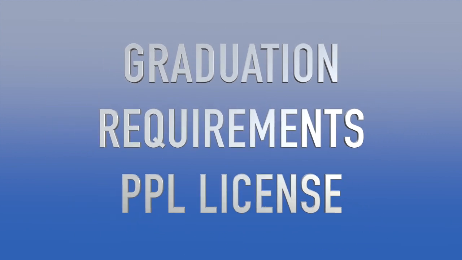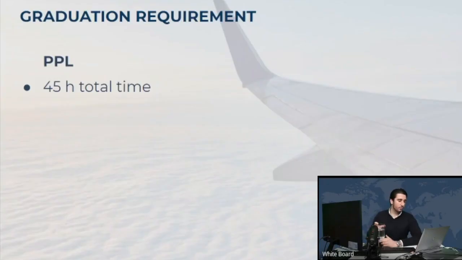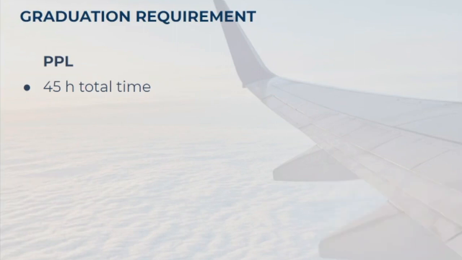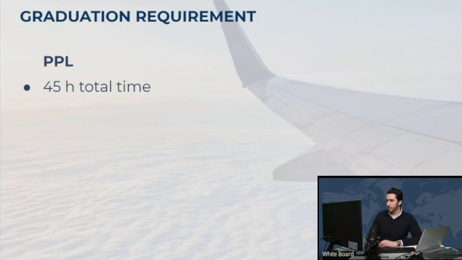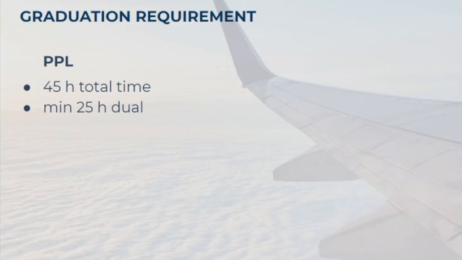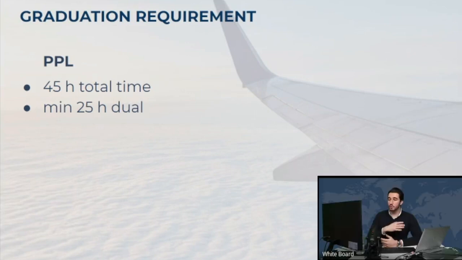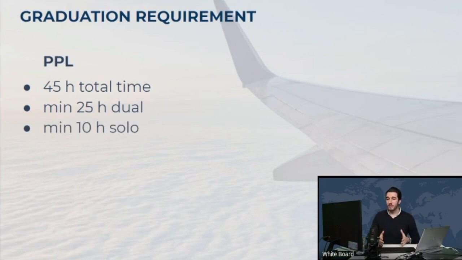Now, graduation requirements. What do you need to get your private pilot license? You need 45 hours total flight time, in which 25 hours minimum has to be dual. What does dual mean? That an instructor has to be there with you, teaching you, showing you, and at some point also examining you to get to the next stage. A minimum of 10 hours solo, okay? So these are the two minimum requirements for getting your license.